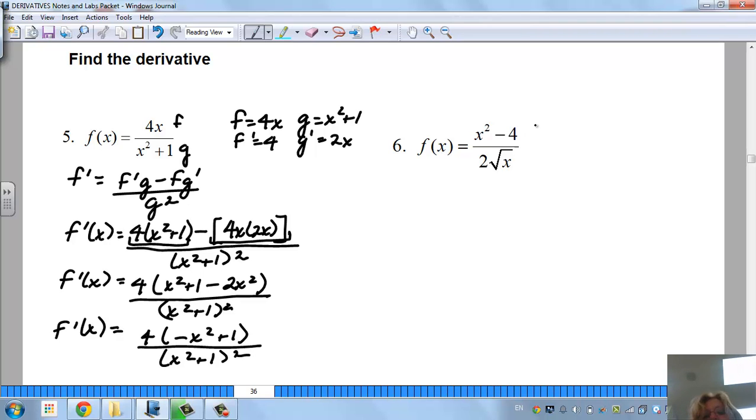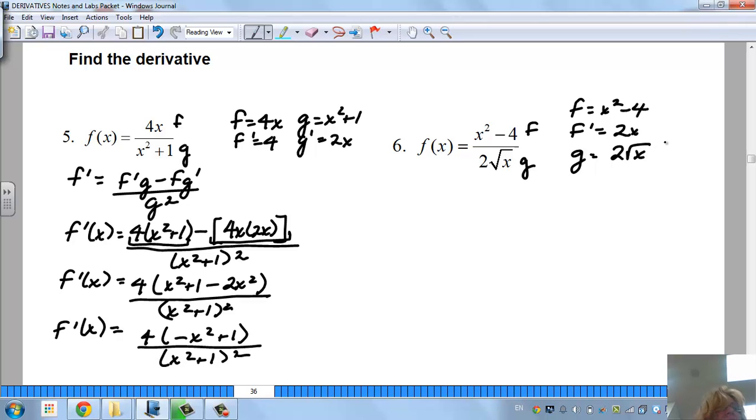Alright, let's look at the second one. I have an f and I have a g. So f is going to be x squared minus 4. F prime is going to be 2x. Alright. G is 2 radical x. And I'm going to think of that as x to the half when I do the derivative. So g prime is going to be a half times 2, okay? So that's going to be a 1, x to the negative a half.